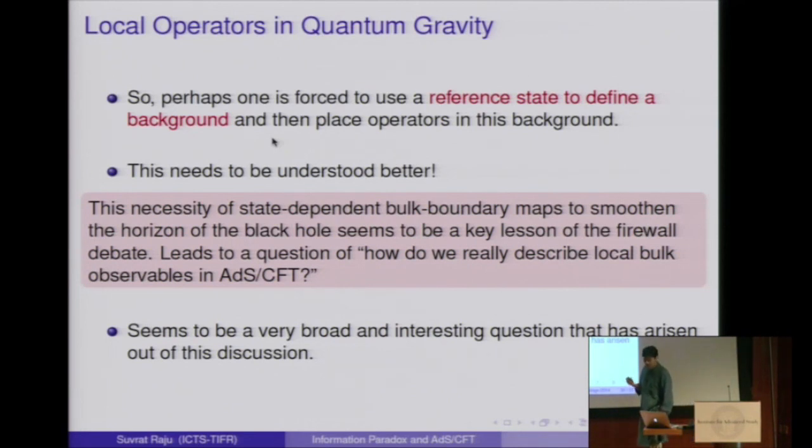If you want to get rid of the firewalls, you have to accept these kinds of maps. And I think this issue of state dependence is leading us to a broader question that has broader interest in quantum gravity, which is how do we really describe local observables in quantum gravity? And I think this is really forcing us to confront that question.